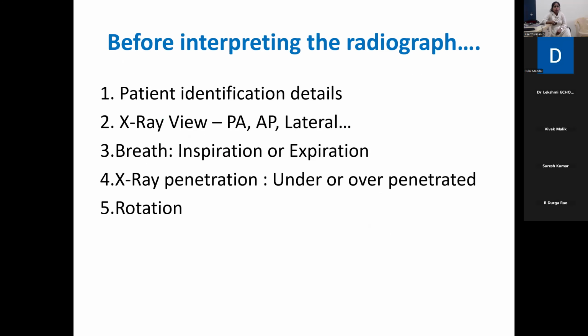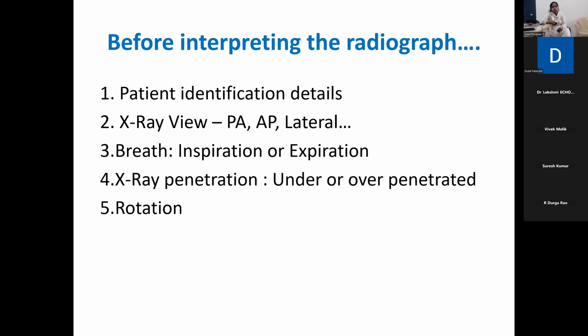Before you pick up an X-ray and start interpreting it, what is the first thing to do? Always look for the patient identification details. Make sure that the chest X-ray belongs to the patient himself. Sometimes we get an X-ray of a male while the patient is a female. Sometimes you get an X-ray which is not at all of that patient. So first check whether that X-ray belongs to that same patient or not.